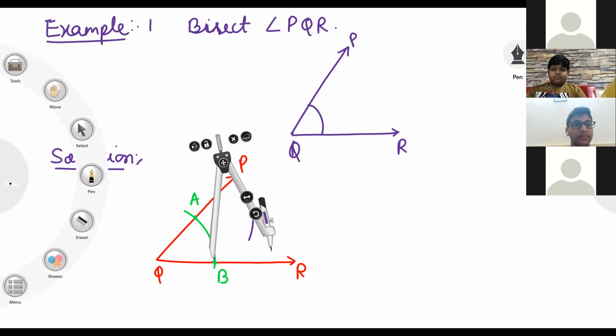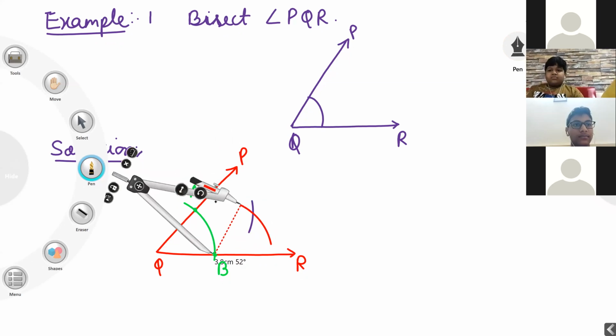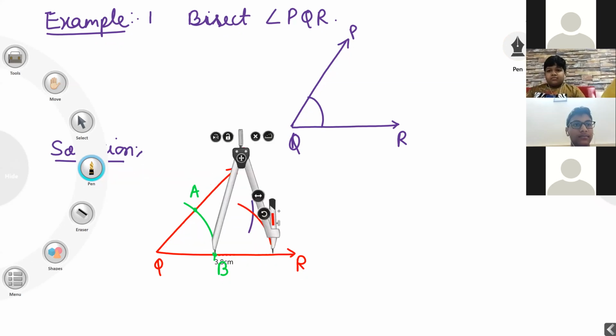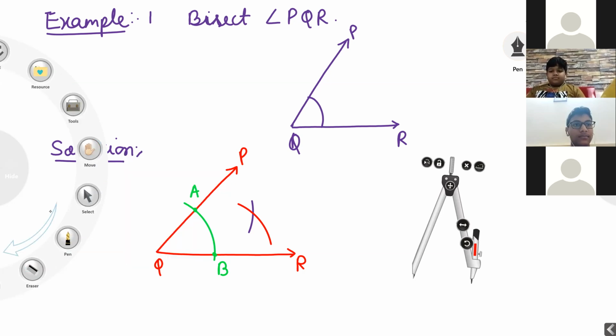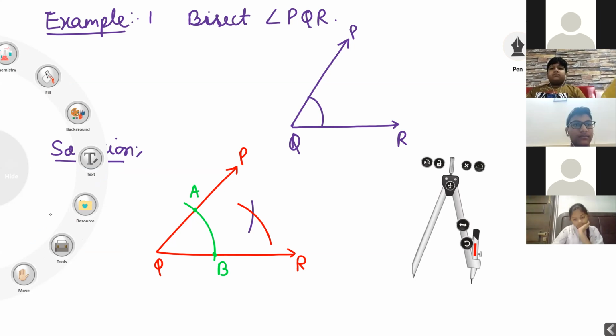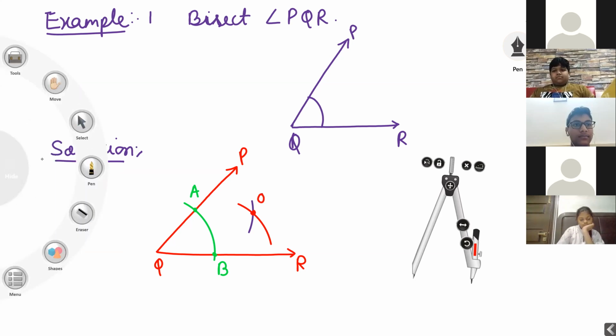Now both arcs are cutting at this point. Again, we'll join this point. This point I will take as O. With the help of a scale, I want to join point Q and point O. We are writing this point is O. Join O and Q points with the help of a scale.